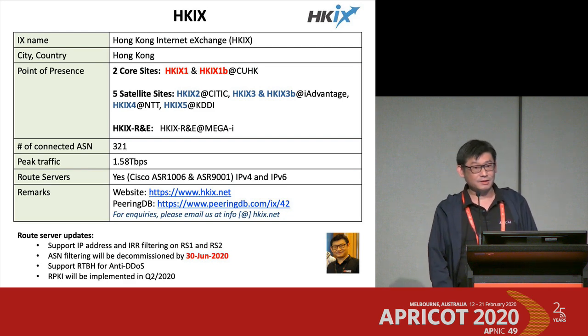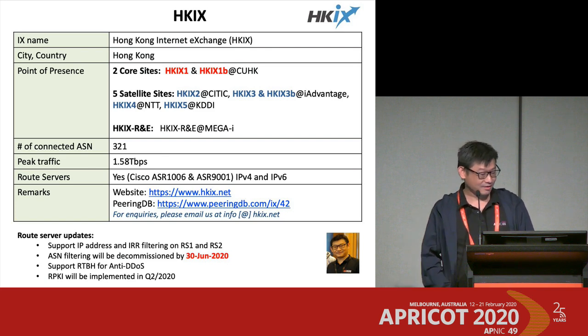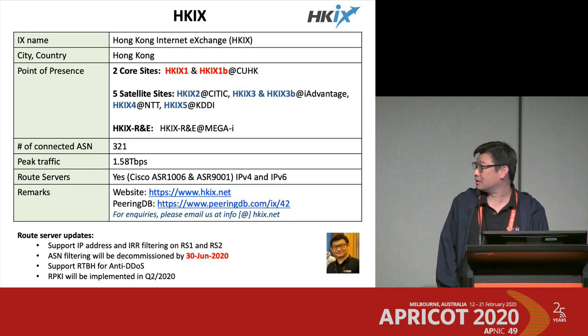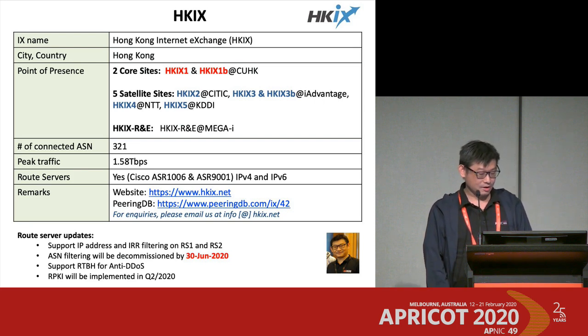As you know, there is some situation in Hong Kong, so many people are working from home, so we have an increase in traffic. For the route server, we use Cisco ASR route servers. We use ASR 1K for IPv4, and we have set up two new route servers for IPv6. And we have a record in PeeringDB.